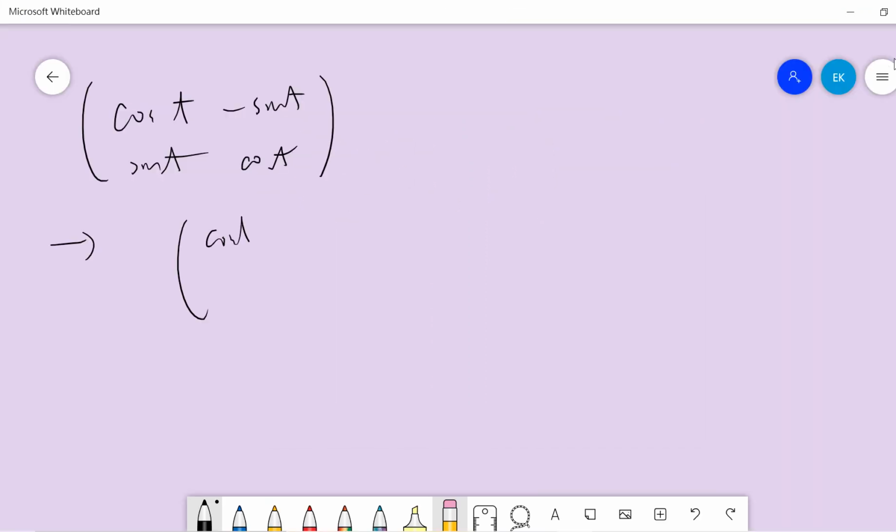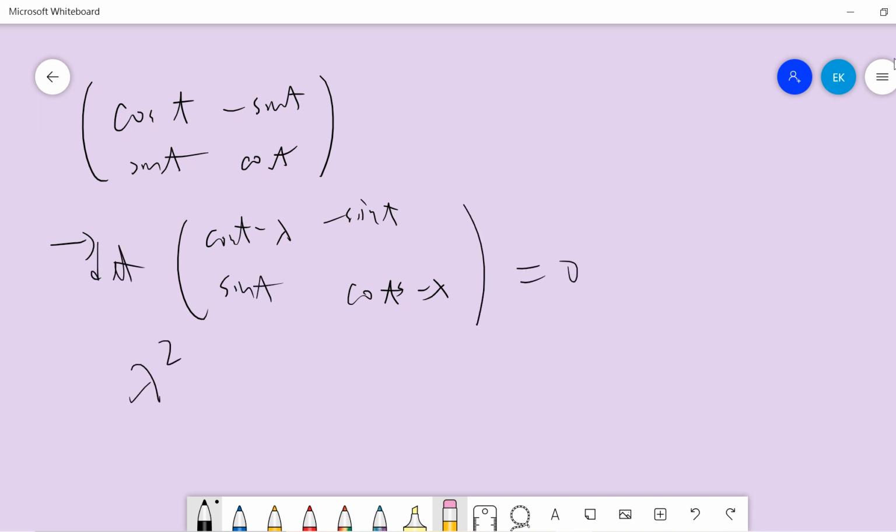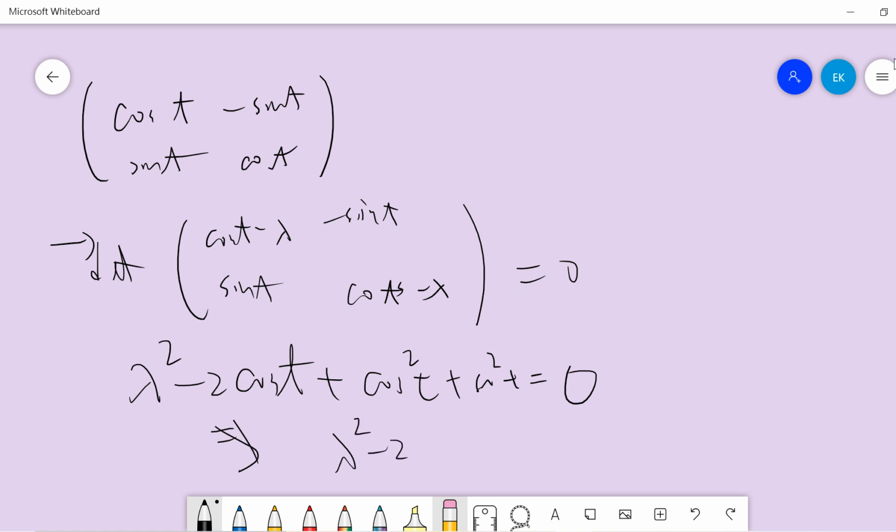You can do the analysis of what I'm writing. So set the determinant to be 0, we have lambda squared minus 2 cosine t lambda plus cosine squared t plus sine squared t equal to 0. So we have lambda squared minus 2 lambda cosine t plus 1 equals 0.